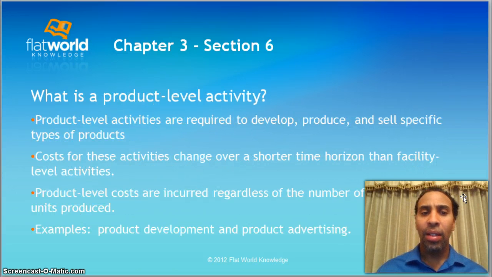So what is the product level activity? Product level activities are required to develop, produce, and sell specific types of products. Costs for these activities change over a shorter time horizon than facility level activities. Product level costs are incurred regardless of the number of batches run or the units produced. An example is product development and product advertising, right? So you put your product advertising out, it doesn't change in direct relation to how many products you sell. The amount that you allocate towards your advertising budget and marketing budget remains the same.